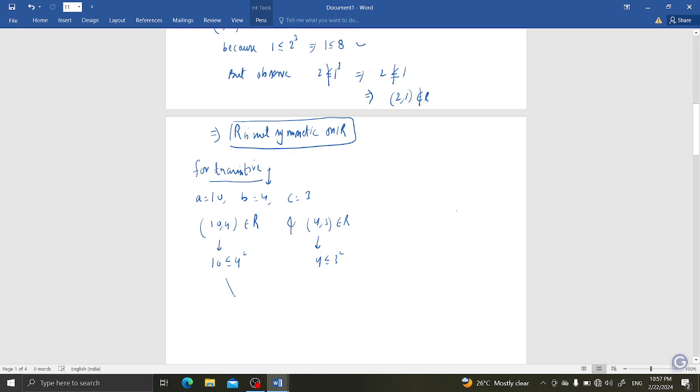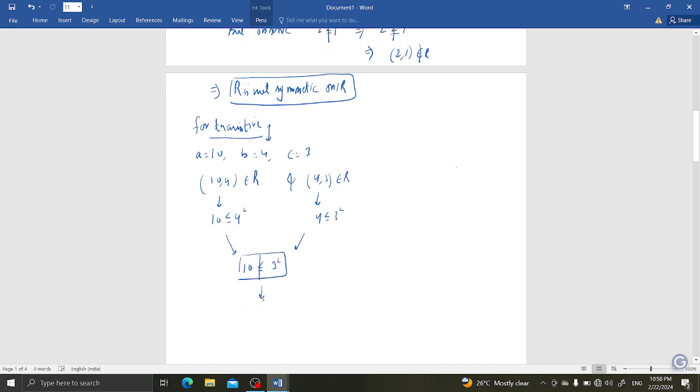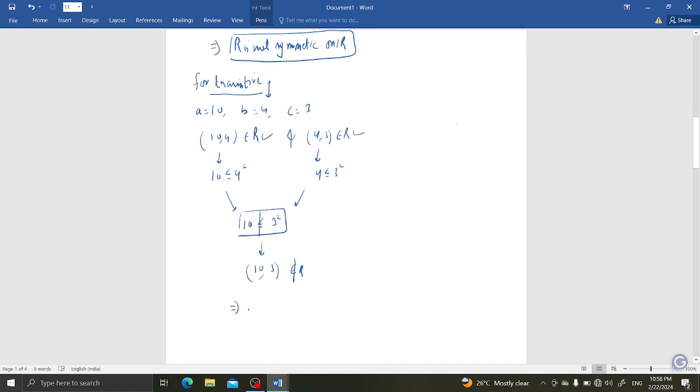Okay, we need to check, but what happened here actually is that 10 is not less than or equal to 3 squared. And if that is happening, then what we can say is that (10, 3) does not belong to R. (10, 4) belongs to R, (4, 3) belongs to R, but (10, 3) does not satisfy the property, hence (10, 3) does not belong to R. It implies that R is not transitive on set R.